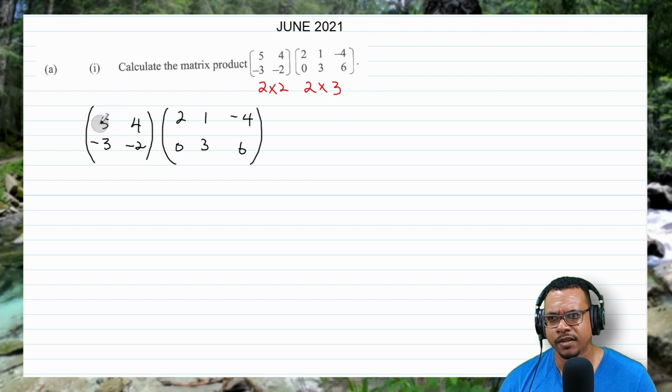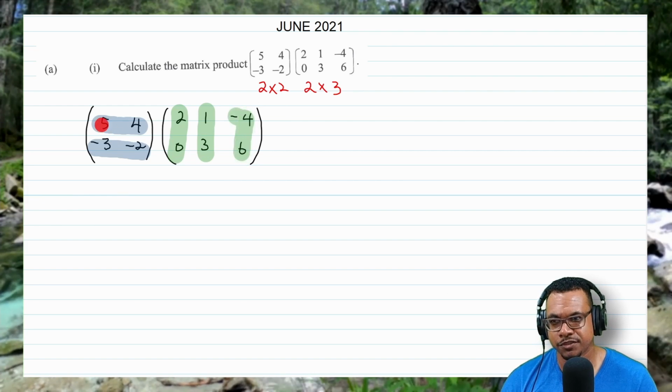All right, so as we know, we multiply rows in the first matrix by columns in the second matrix. So for our answer, our first row will be controlled by this 5 and 4, and our bottom row will be controlled by this negative 3 and negative 2. On our answer, the left will be controlled by this column 2, 0. The middle will be controlled by this column 1, 3, and the end on the right-hand side will be controlled by the negative 4 and 6.